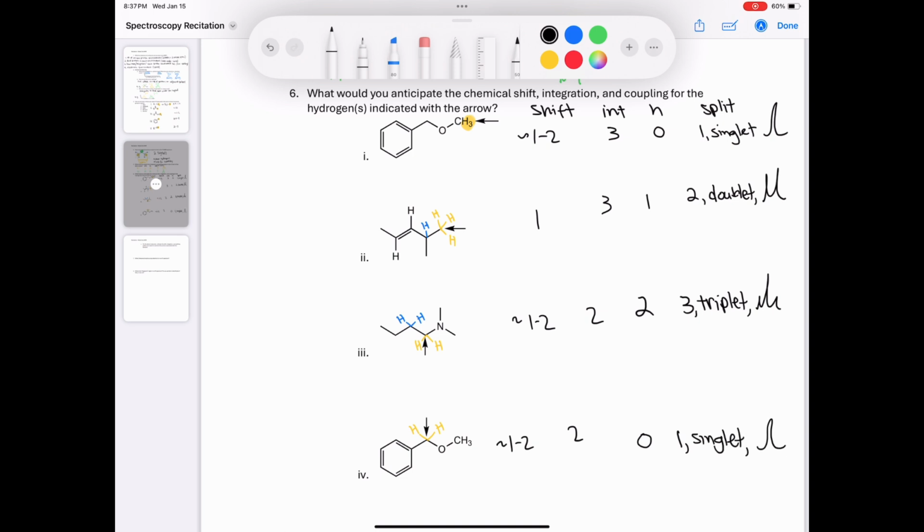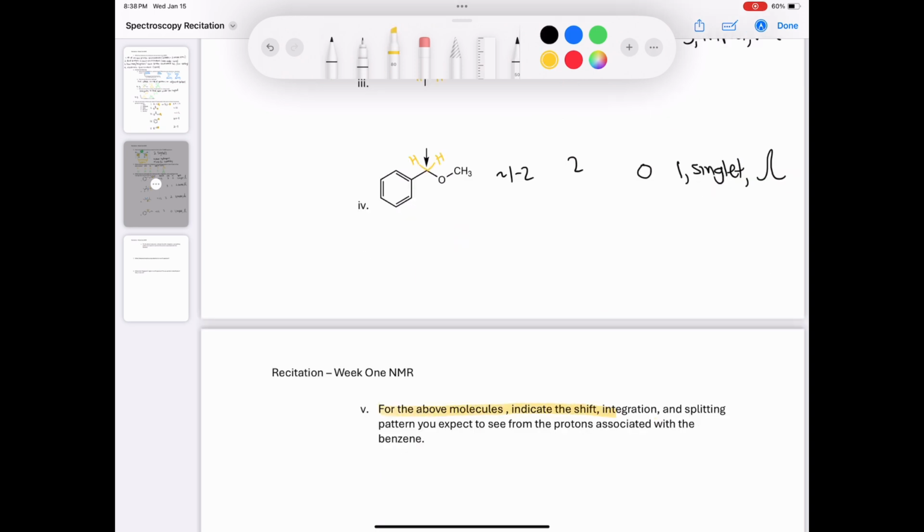The last question asks us to indicate the shift, the integration, and the splitting pattern for the protons that are on the benzene ring of the molecule above. So I'm going to start by just drawing in all of the protons that we're talking about. There's 5 of them, so the integration should come to 5. And because they're all technically in their own environment, we're going to get a multiplet out of this. We're not going to see really any distinct splitting. And the shift is going to be about 6.5 to 8, again, because these protons are all attached to a benzene ring.